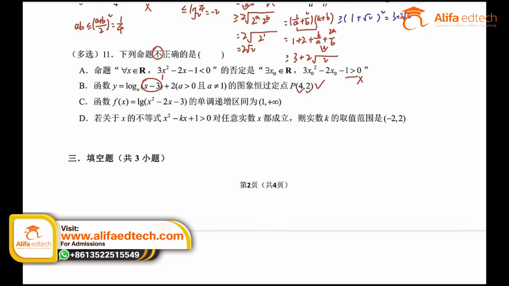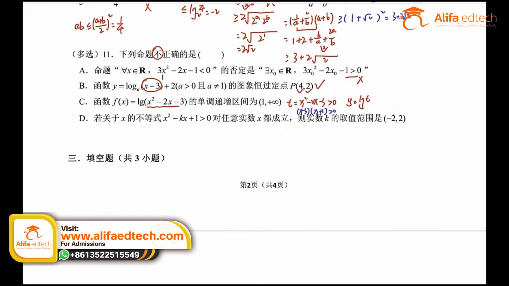Okay, option C. The monotonically increasing interval of this function is from 1 to positive infinity. So when we get it, we can break it down into an inner function and an outer function. So the inner function t is equal to x squared minus 2x minus 3. Since it's in the position of the argument, t must be greater than 0, then y is equal to log t. Now for this quadratic function, you need to make this quadratic structure greater than 0, which means we need to factor it. X minus 3 times x plus 1. Take a look for yourself, it's correct.